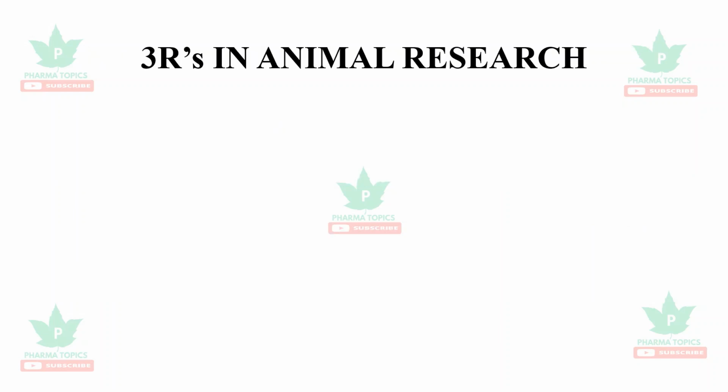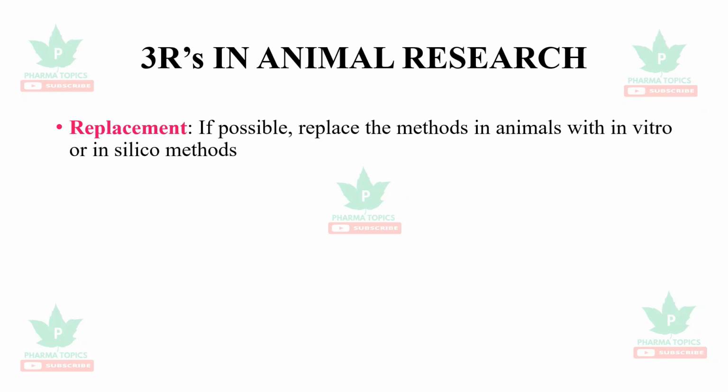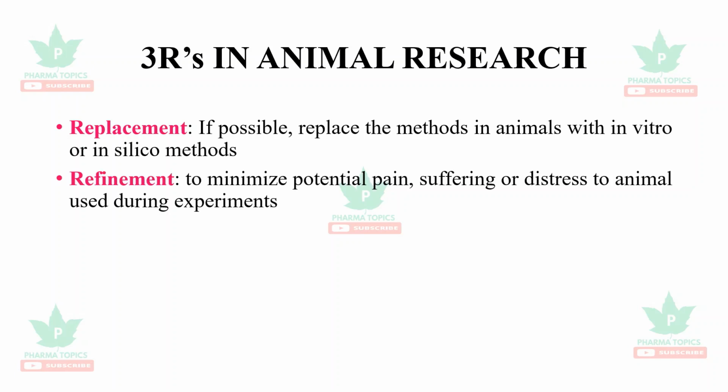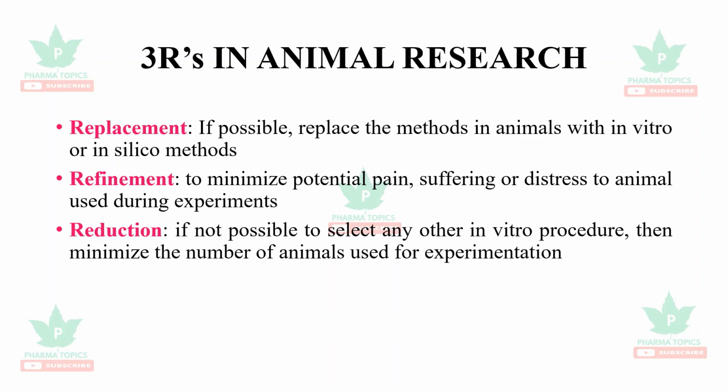The 3 R's in animal research. Replacement: if possible, replace the methods in animals with in vitro or in silico methods. The next R is refinement, to minimize the potential pain, suffering or distress to the animal used during the experiments. Then reduction: if it is not possible to select any other in vitro procedure, then minimize the number of animals used for experimentation.